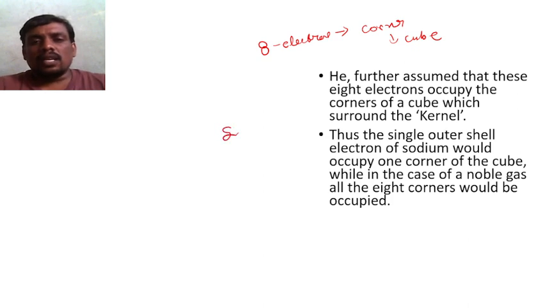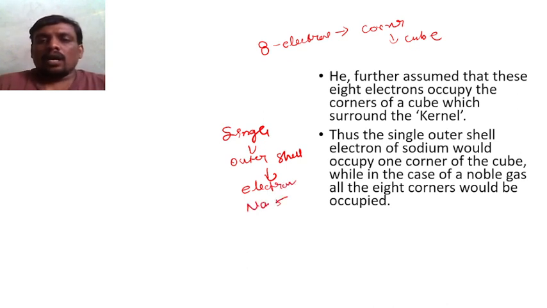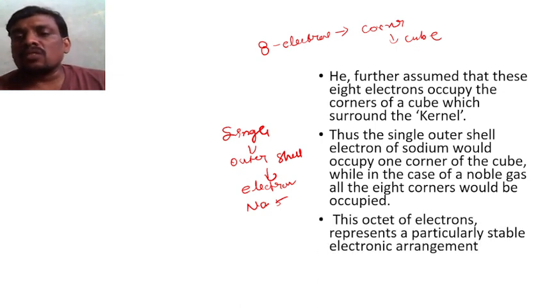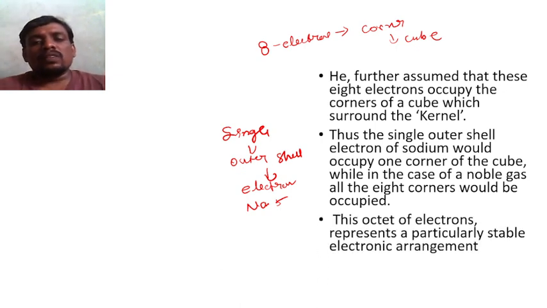Thus, a single outer shell electron is generally present in sodium, occupying one corner of the cube, while in the case of a noble gas, all 8 corners would be occupied. If you want to understand this logical statement, I will show you a diagram. The octet statement says about the octet.